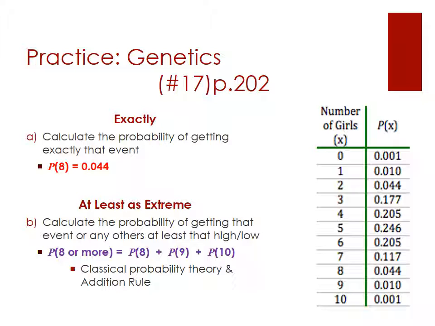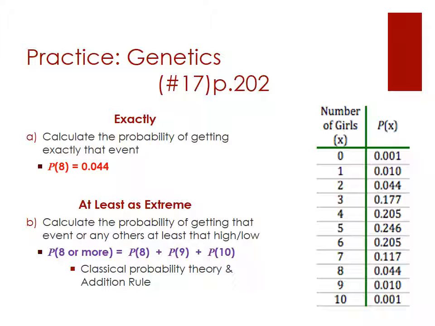However, if we're looking at something that's at least as extreme as 8, we're going to have our probability of 8 or more. So we need to take the probability of 8 and add to it the probability of 9 and the probability of 10. Because if I have 9 girls out of 10 births, I have also had 8 girls within that 9, and so forth for P of 10. So here we're using classical probability theory and the addition rule.